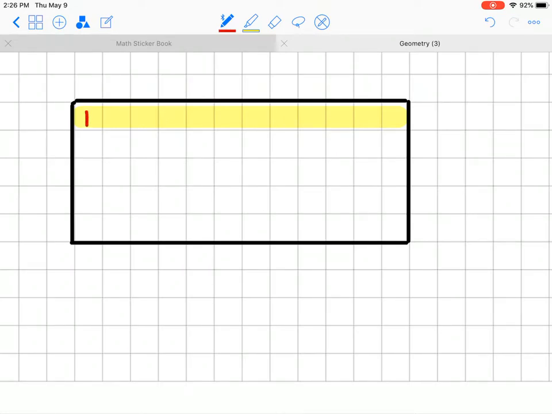Let me label them for you. 1, 2, 3, 4, 5, 6, 7, 8, 9, 10, 11, 12. So there's a row of 12. 12 squares this way. Okay. And then we have how many squares the other way?